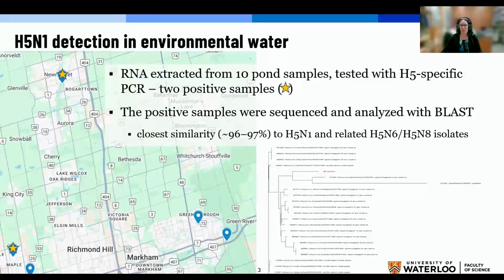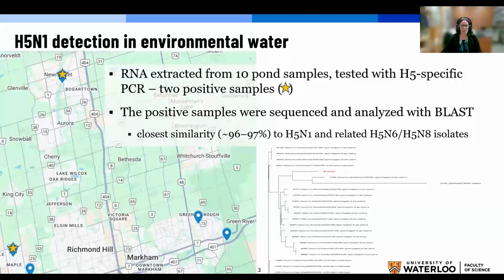York Region's Health Protection Team facilitated sampling at 5 lakes or ponds across the region, from both the surface of the ponds and from the sediment at the bottom, giving us a total of 10 samples. The total RNA was extracted and tested with an HA segment PCR with H5 specific primers, so only samples with H5 in them would be positive. We found H5 PCR positivity in 2 sediment samples denoted with stars on the map.